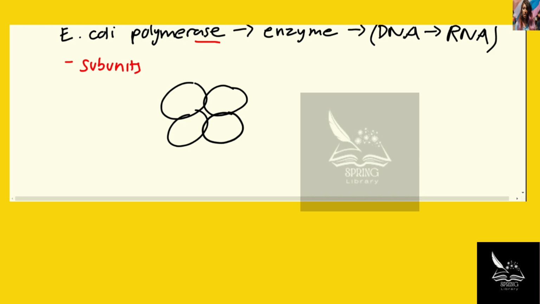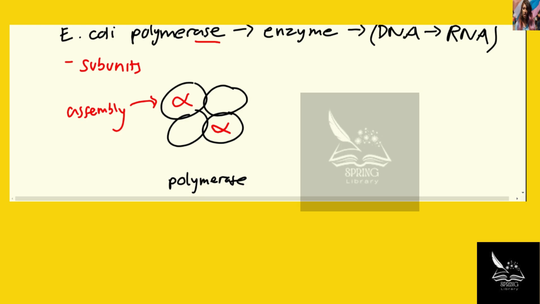So if this is our polymerase here, a 4-subunit polymerase, we can tell that we are going to have several different parts to it. And so over here, we are going to have what's called an alpha subunit. Now the alpha subunit is required for assembly, essentially putting together this polymerase. And you are going to have 2 alpha subunits inside of a polymerase.